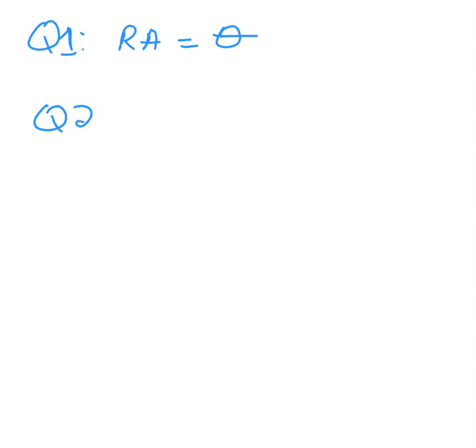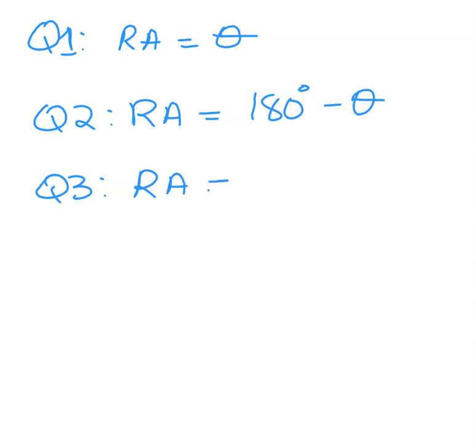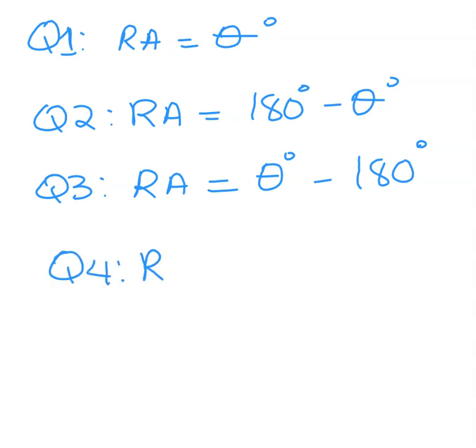Now, quadrant 2, your reference angle is always going to be 180 degrees minus the angle that you're given. Quadrant 3, your reference angle is going to be the angle that you're given minus 180 degrees. And then quadrant 4, your reference angle is always going to be 360 degrees minus the angle that you're given.